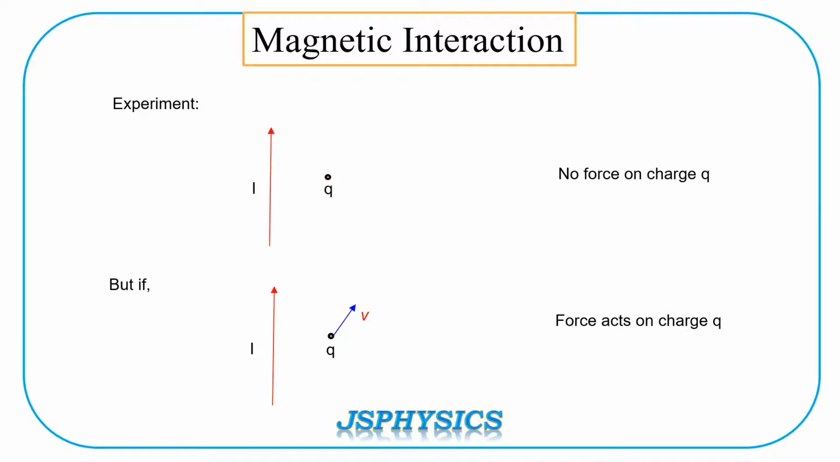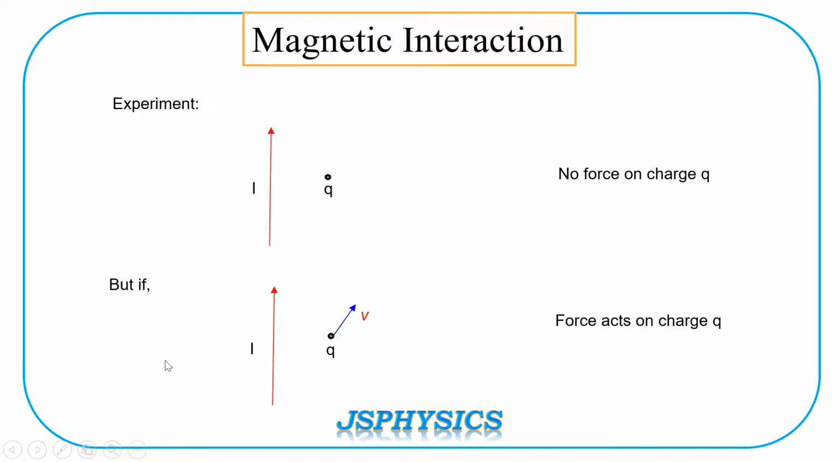We know the direction of the magnetic field at the point where charge q is kept. What will be its direction? You hold the conductor in the right hand, thumb in the direction of the current, then fingers will give you the direction of the magnetic field at a given point. So if you apply this rule in the second diagram, at the point where charge q is kept, the direction of the magnetic field will be inside the plane of the paper.